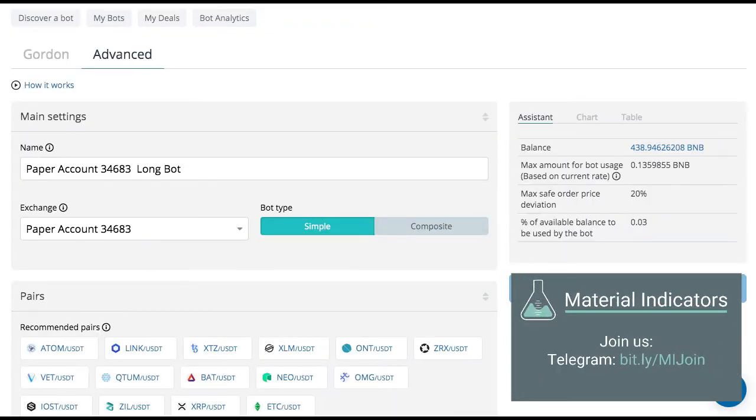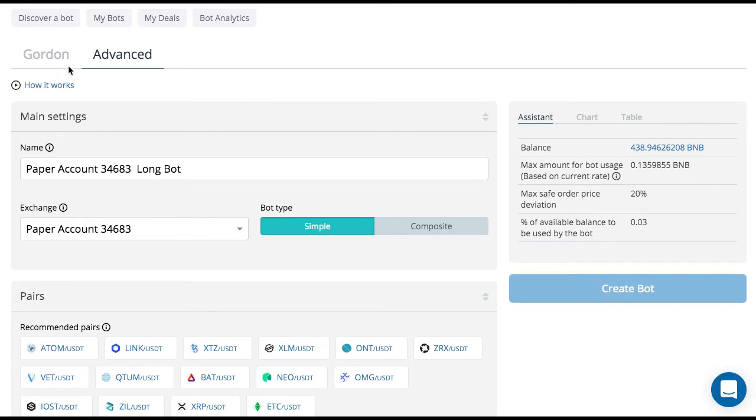Okay, now you're in the 3commas bot creation interface. The first thing to notice is there are two tabs. If yours opened up on the Gordon tab, those are some automated bots that 3commas provides. You want to be in the Advanced tab because that's where we work to create our bots for the signals that we get from TradingView for MTF.